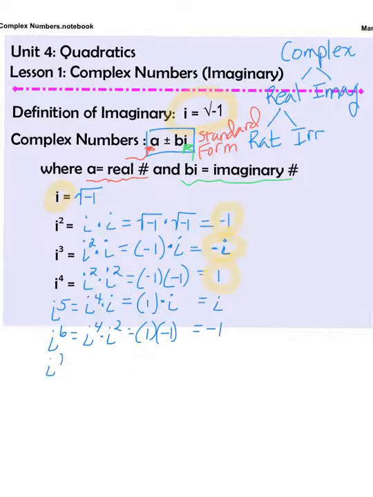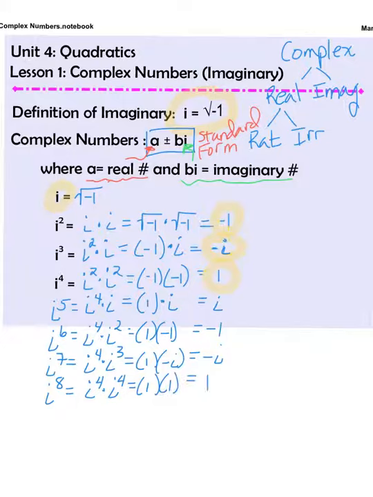i to the seventh is equal to, I can split that into i to the fourth times i to the third. 4 and 3 is 7, right? And so then i to the fourth has a value of 1, and we just proved that i to the third has a value of negative i. Well, 1 times negative i is negative i. Finally, i to the eighth. i to the eighth can be broken into i to the fourth times i to the fourth. Well, i to the fourth is 1, so 1 times 1 is 1.